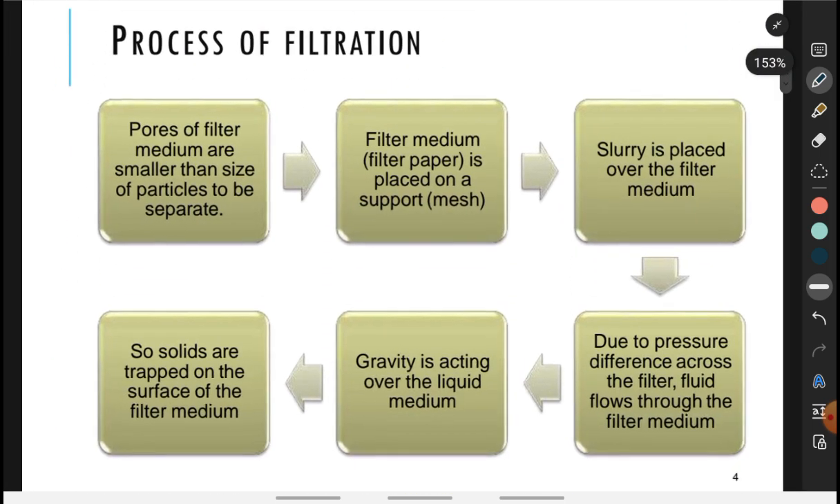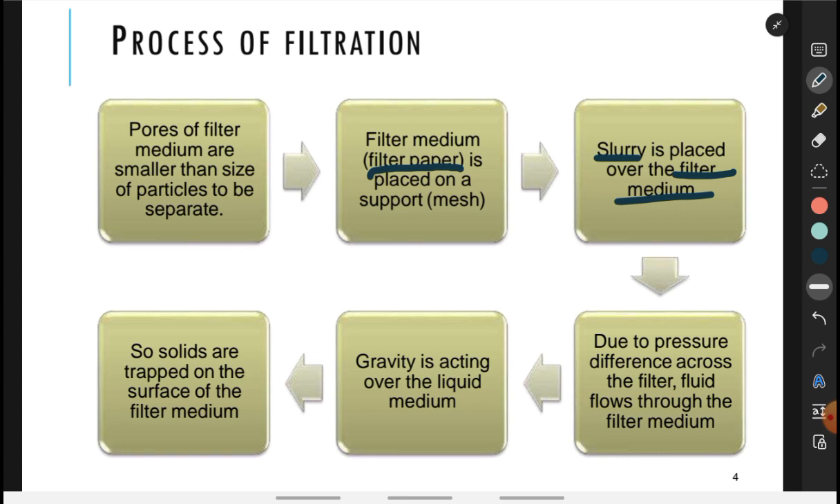Then here is the process of filtration. You can see the pores of the filter media are smaller than the size of the particles to be separated. This is basic: if pores are larger, then no separation will take place. So pores of the filter media should be smaller than the size of the particles to be separated. Then the filter medium is most important. Filter paper is placed on the funnel, or you can say the support mesh. Then slurry is poured over the filter media.